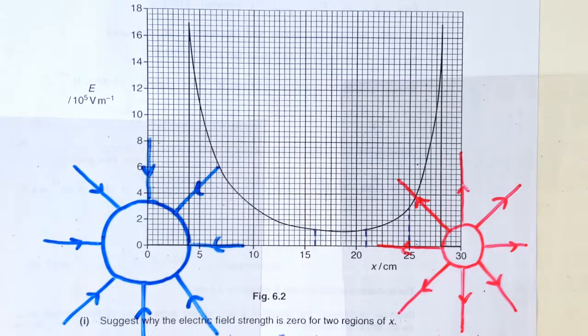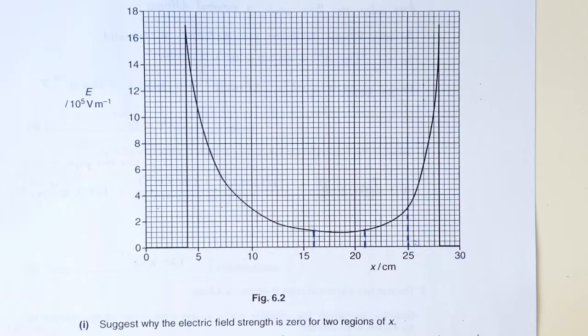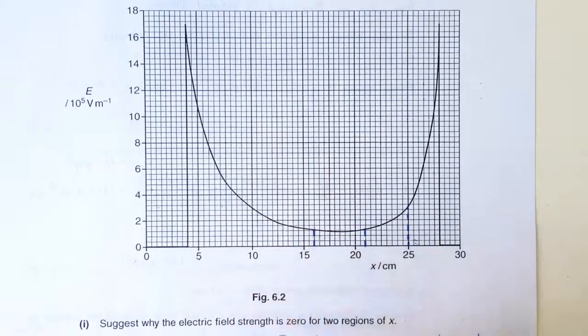Okay, I hope I have made it clear. Basically, if they carry the same charges, then we expect a neutral point at the middle. If there's no neutral point, then we know that the two spheres must be carrying opposite charges.